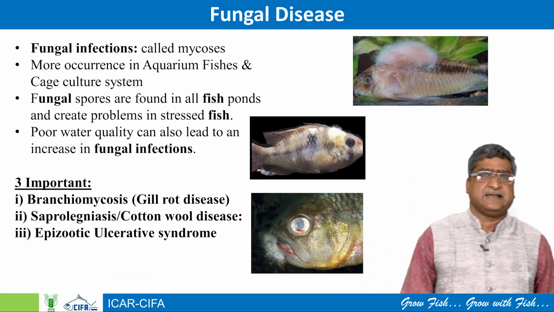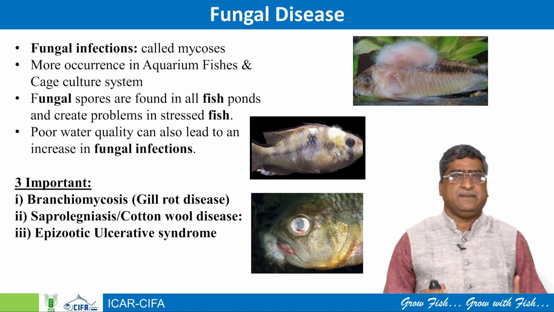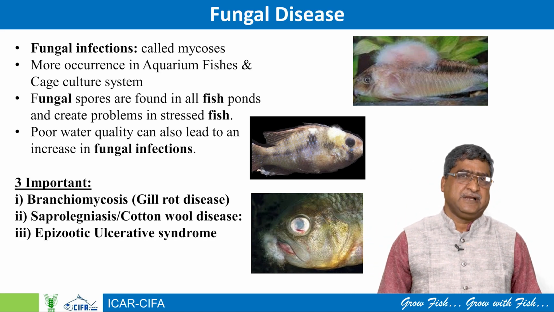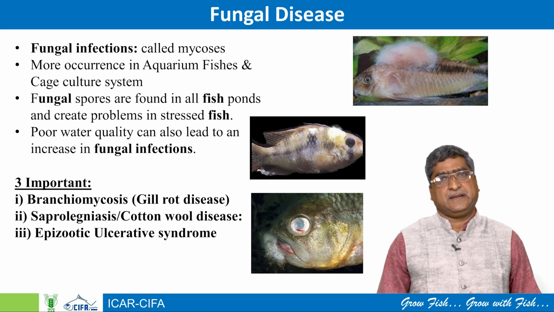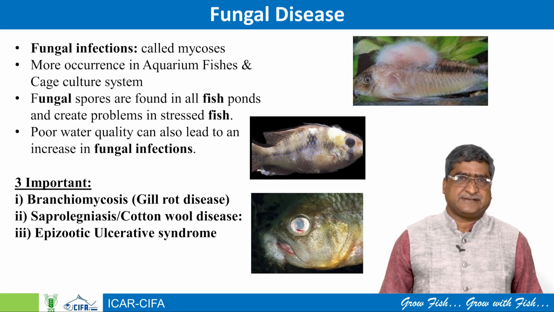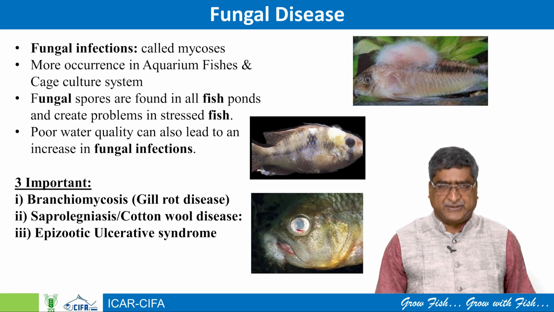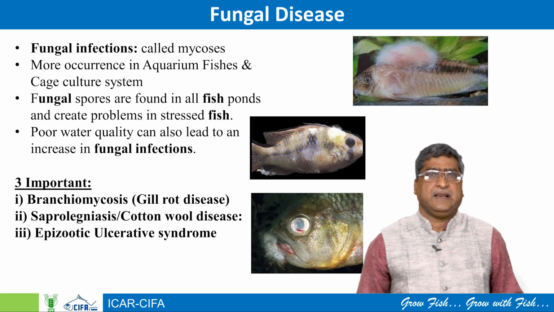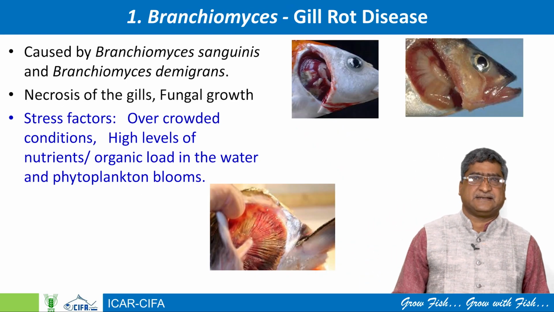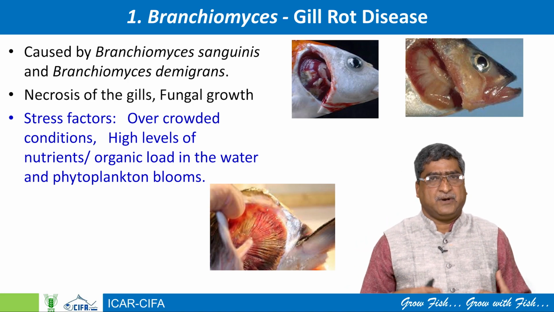The fungal diseases, also called mycosis, affect the fish, and three important fungal pathogens which normally occur in culture systems are Branchiomyces, Saprolegniasis or cotton wool disease, and EUS, Epizootic Ulcerative Syndrome. We'll discuss them one by one. Now, Branchiomyces is called gill rot disease. The gill rot affects the gill and multiplies in the gill, causing necrosis of gill tissue.